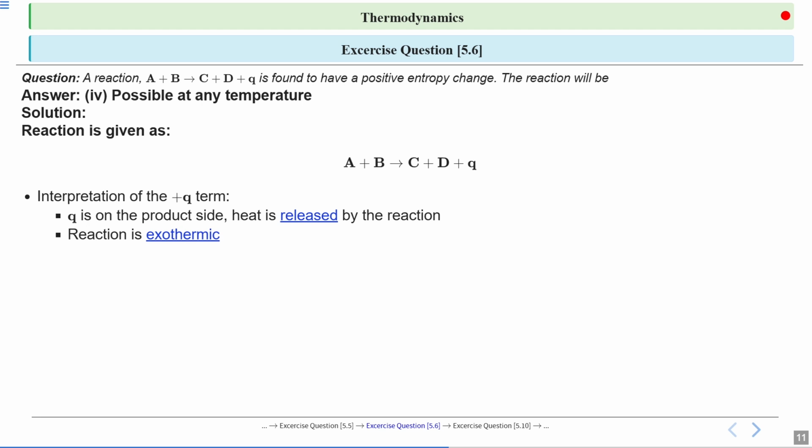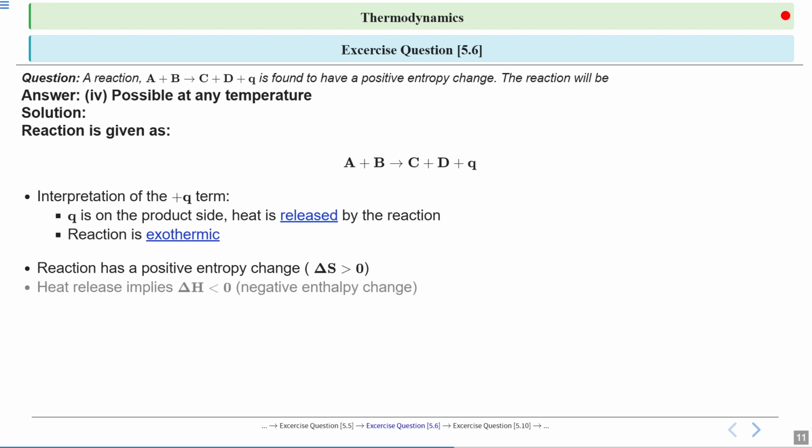Okay, so this will be very true. As the heat is released, the reaction will be exothermic in nature. That means delta H is negative. Next is the entropy. It is already given very clearly that the entropy change is positive. Therefore, delta S will be greater than 0.